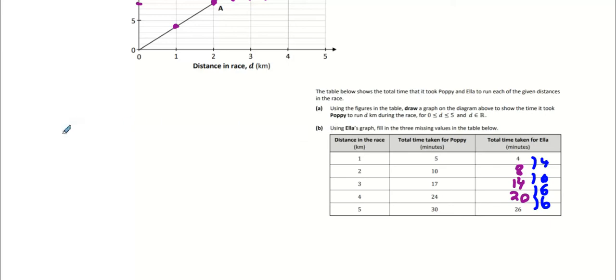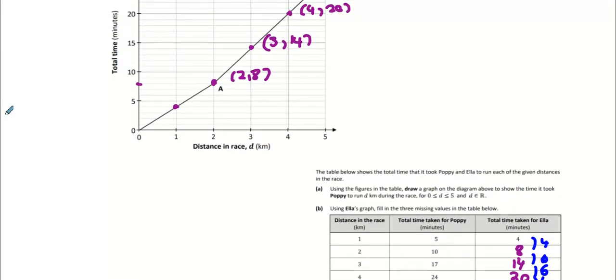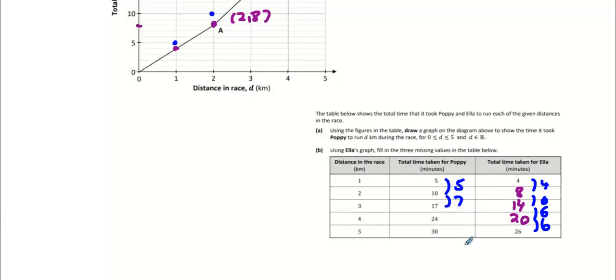Okay, so fill in the diagram. So we got 1-5, then we got 2-10, then we got 3:17, which is this one here. So she did 1 kilometer in 5 minutes, the next kilometer in 5 minutes, then the next kilometer in 7 minutes, then she did another kilometer in 7 minutes, and then the last one in 6 minutes.